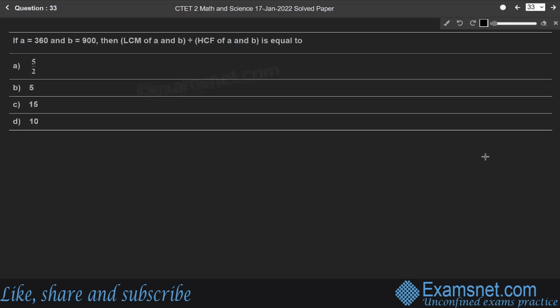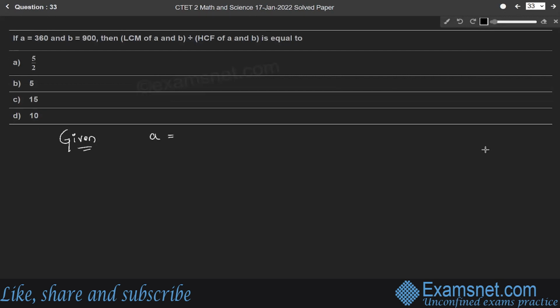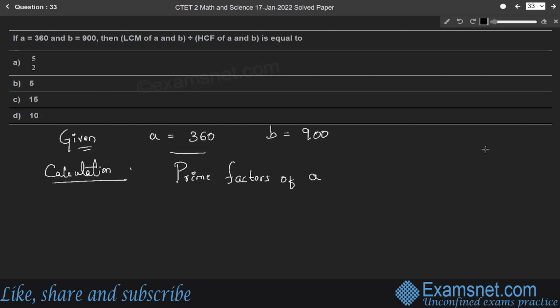Question 33. If A is 360, B is equal to 900, then LCM of A and B divided by HCF of A and B is equal to. Here given A is equal to 360, B is equal to 900, right? So calculation, question part. Let us write the prime factors of A and B first. Prime factors of A, that is 360.